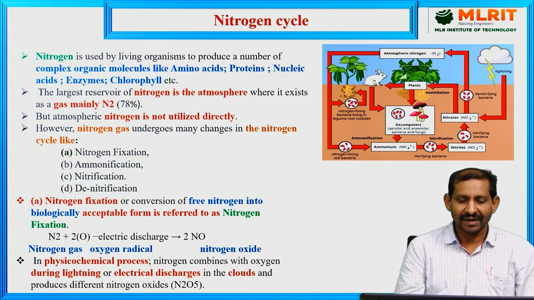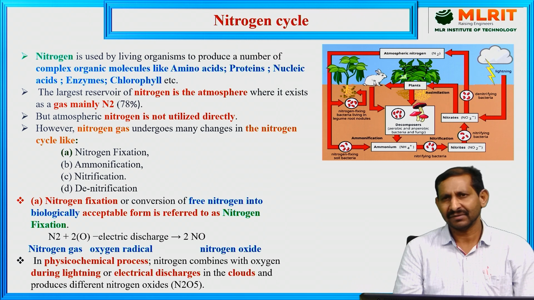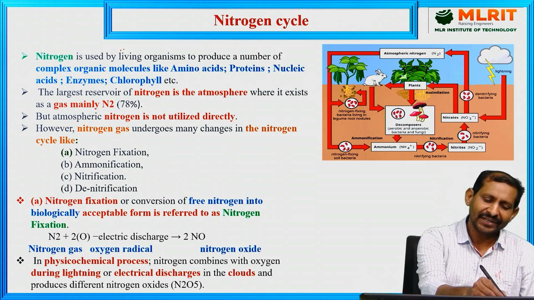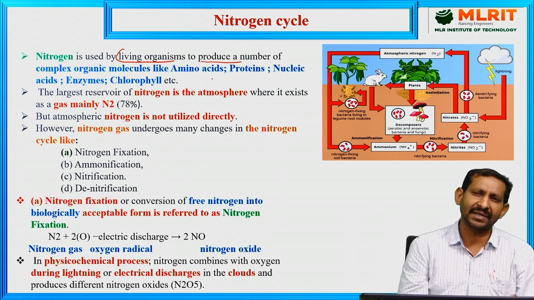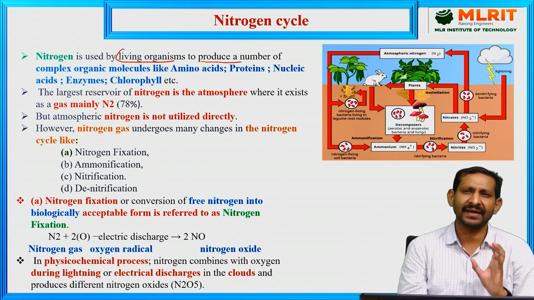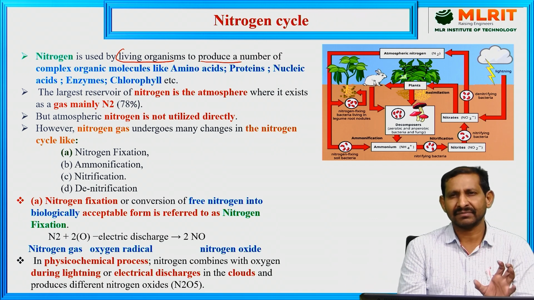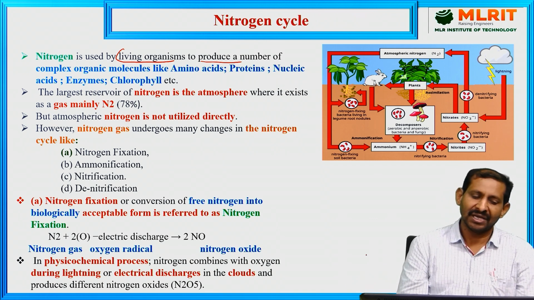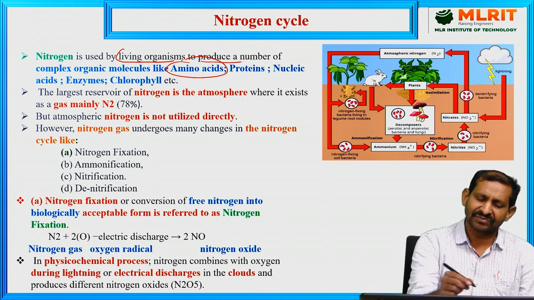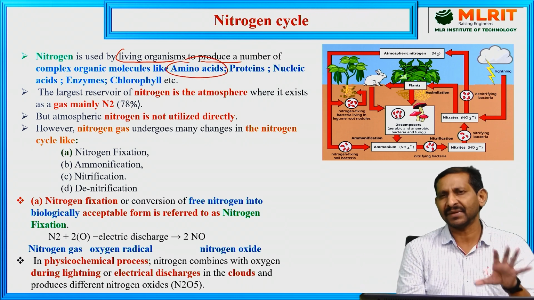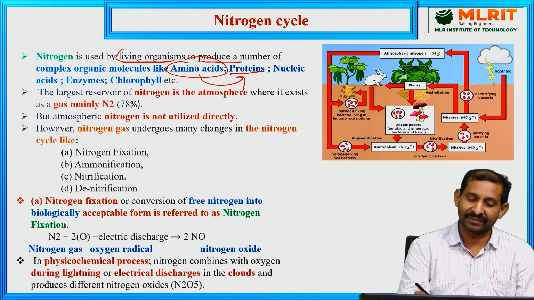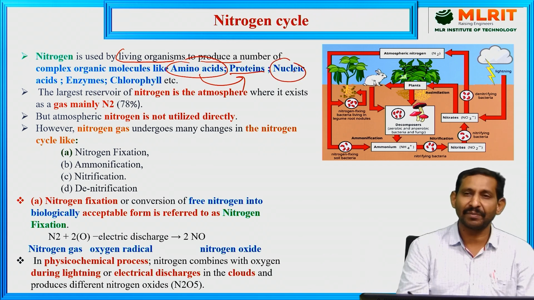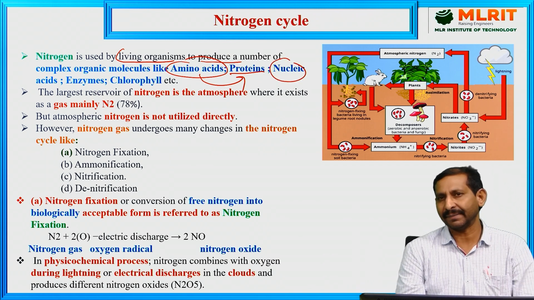Now coming to the nitrogen cycle, we are going to discuss that. Nitrogen is widely used by living organisms to produce a number of complex organic molecules. For example, for any complex organic molecule to be synthesized, nitrogen is a must. Some of these organic molecules are amino acids. For amino acids, nitrogen is a must. Without nitrogen, amino acids would be very rare. Most proteins come from amino acids. Nucleic acids also contain nitrogen, in their different bases.